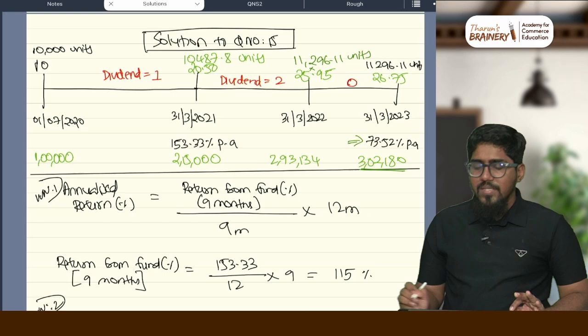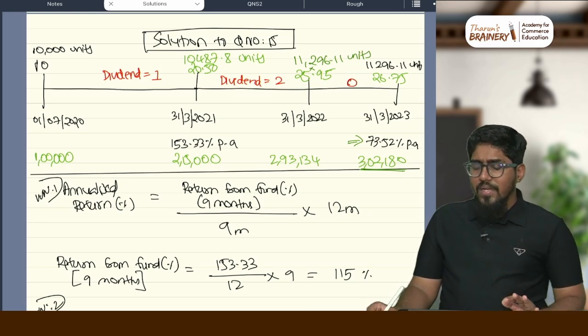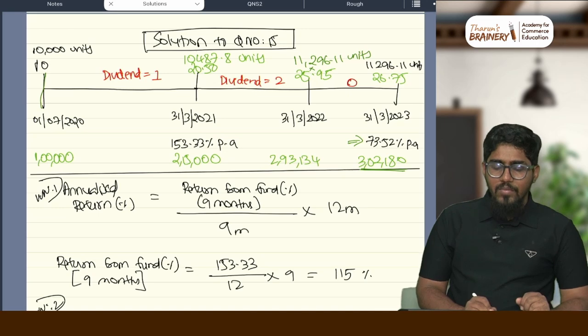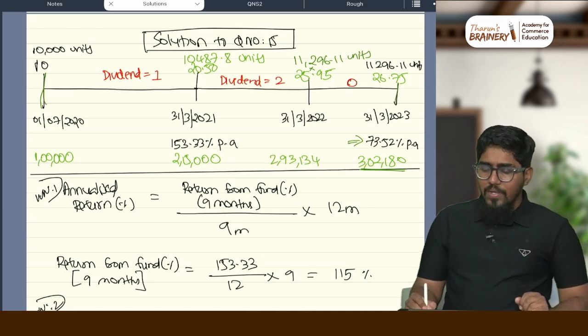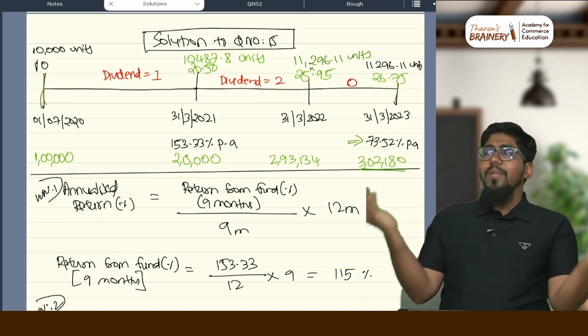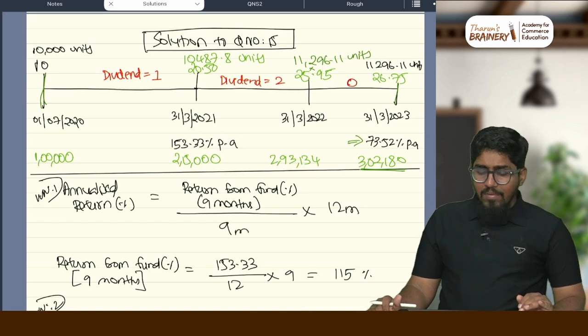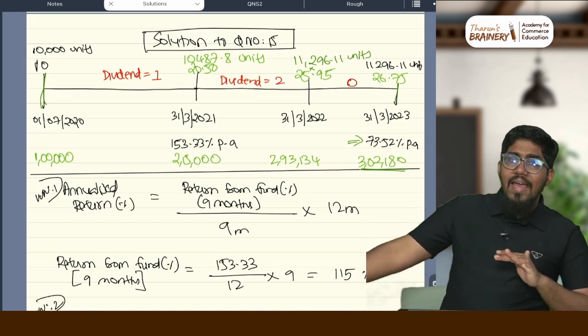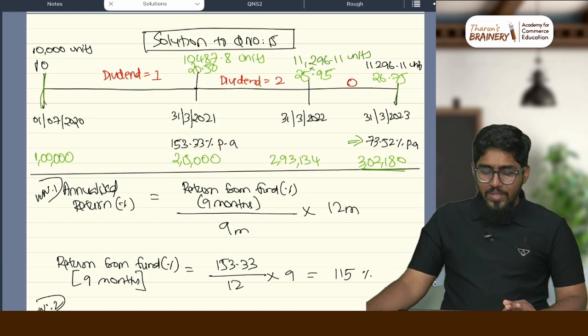We know what is the annualized return. So using the annualized return, first calculate the fund return. How, sir? Because the fund started from here, so from here it has ended to here. So annualized return, we will convert it into the fund return. Then we will see 1 lakh will become what at an annualized rate of 73.52%. Are you all with me?